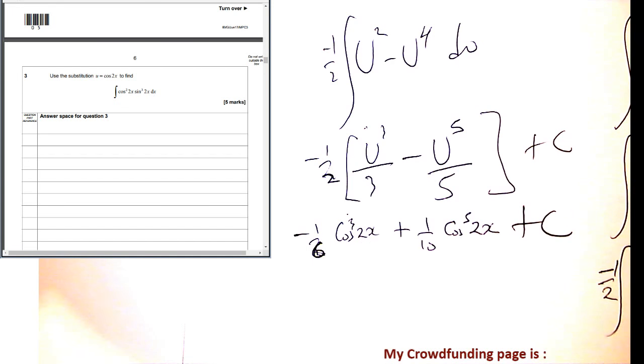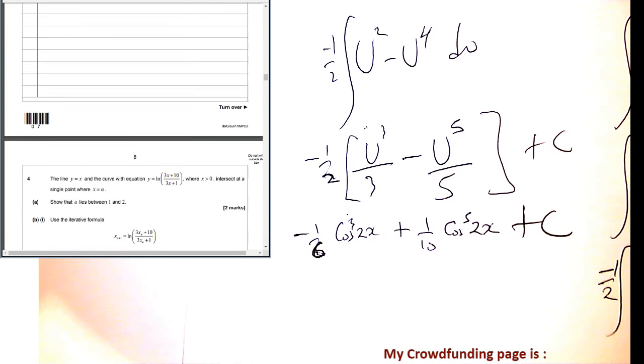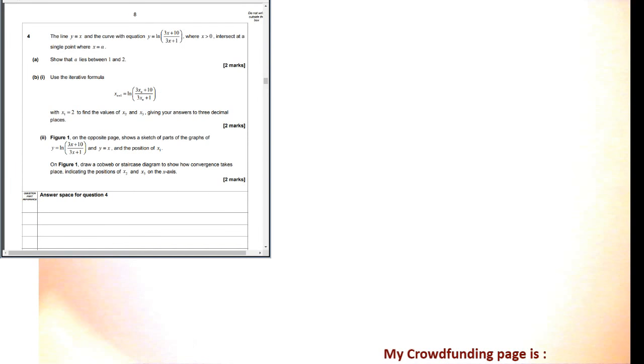Okay, and that looks like all in question 3. Very straightforward. I can't believe that was all in question 3. Now, question 4 says the line y equals x and the curve with the equation y equals ln(3x plus 10) over (3x plus 1), where x is positive, intersect at a single point where x is a. Show that a lies between 1 and 2.